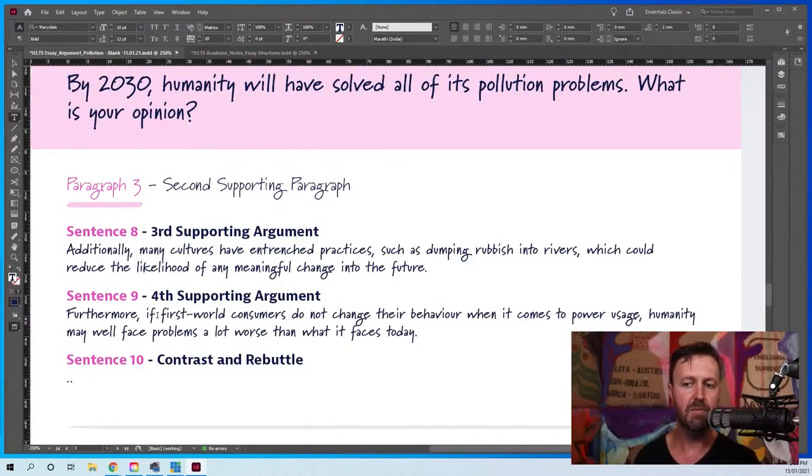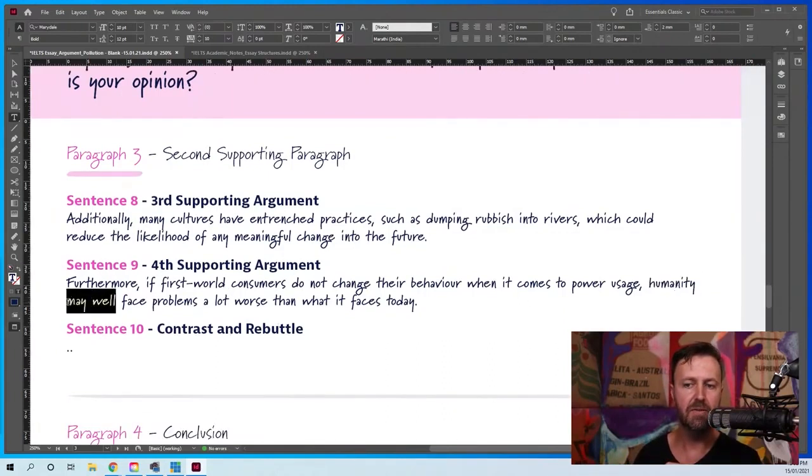The focus of this one, you may have remembered before, when we use if, we use the comma, and then we use noun, which is right here. So furthermore, if first world consumers do not change their behavior when it comes to power usage, humanity may well, it's quite likely, the probability is higher, face problems a lot worse than what it faces today. This is nice vocab, guys. May well. Something may well happen. Like the probability is higher. So that's nice language.